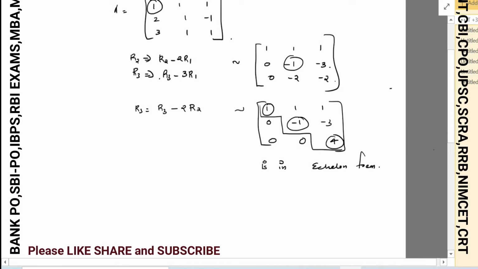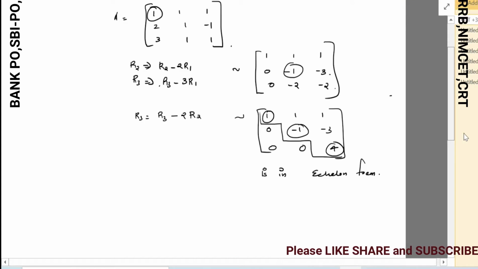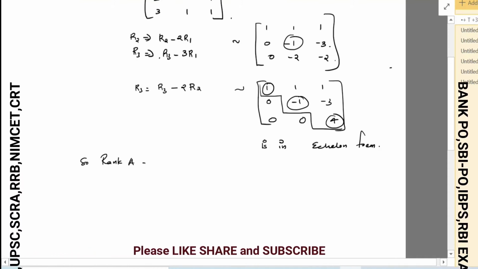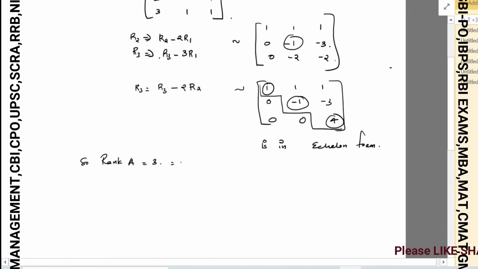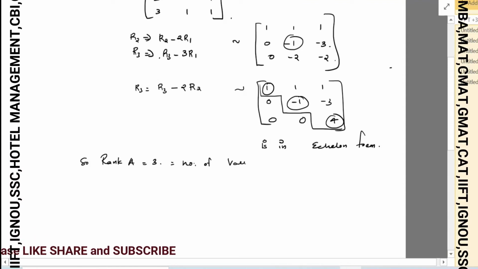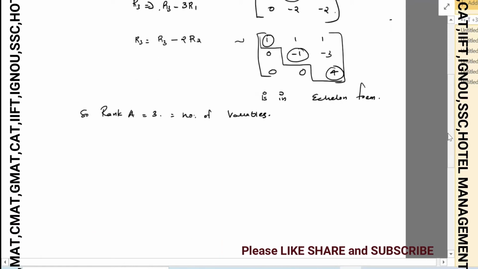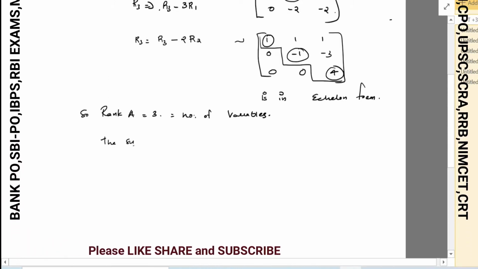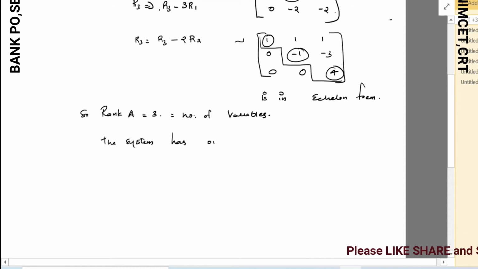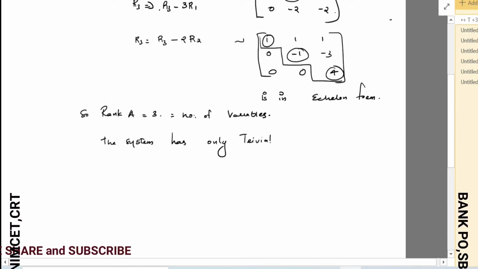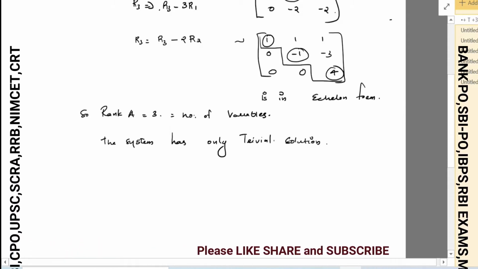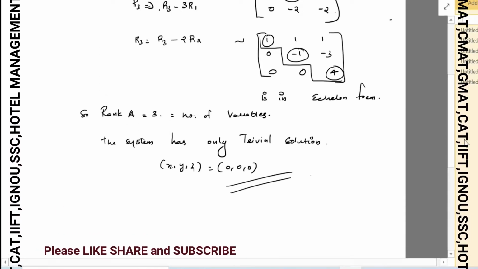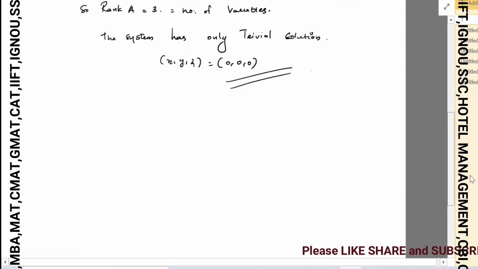So what is the rank of this matrix? The rank of the coefficient matrix will be 3. Rank A will be 3, which is same as the number of variables. So what can we say? It has only the trivial solution. Trivial solution means x, y, z will be 0, 0, 0. That is the only solution for the given homogeneous system.